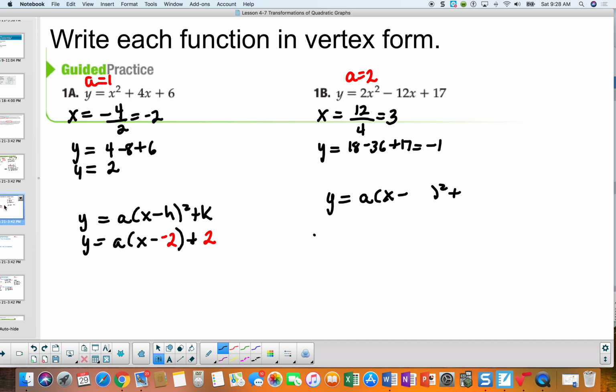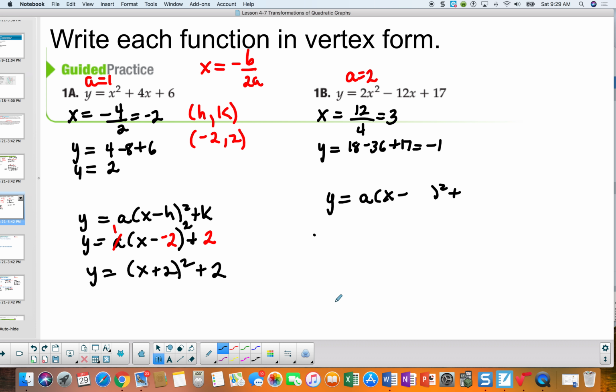Let's write each function in vertex form. Again, it's important that you figure out your vertex. So as soon as you figure out your x using the formula x is equal to opposite b over 2a, identify your b, identify your a, and our h, k will be negative 2, 2. Once you figure that out, you're going to put the negative 2 in here for h, the 2 in here for k, and we already know that our a is 1, so we can already substitute 1 in there. And so our answer will be, and I think I'm forgetting my square here, y equals x plus 2 quantity squared plus 2.